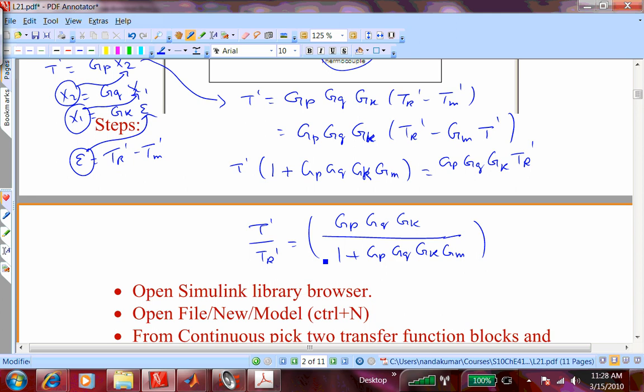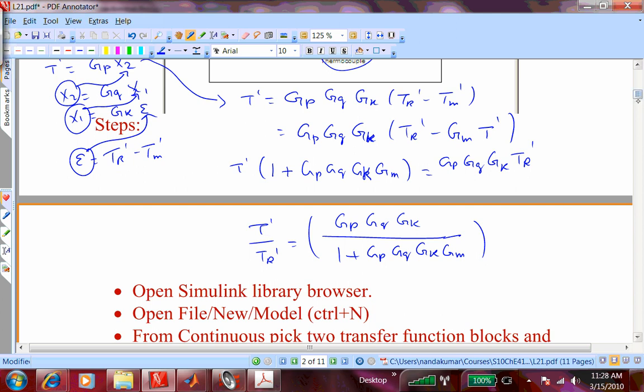So now what you can do is go into Simulink and just put this one particular block that relates input to output, because you know each one of them. You know Gp, Gq, Gk, Gm. They're all defined. So that is the effective transfer function relating the output T prime to the set point change Tr prime.